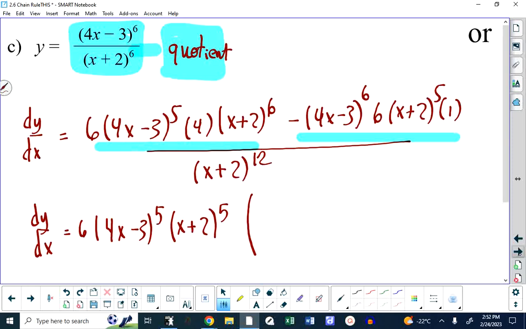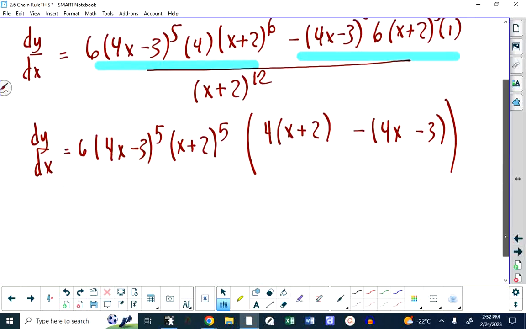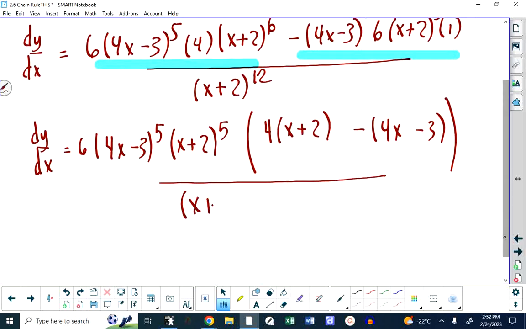What do I have left? Well, I have a 4 and an x plus 2 minus, I have a 4x minus 3. Some of you should start to see that this is turning into what we had last time. That what I have in brackets is going to turn into 11, I think. And I'm going to end up with x plus 2 to the 7 in the denominator because I've got 12 factors of x plus 2 there now, and I have 5 in the numerator.